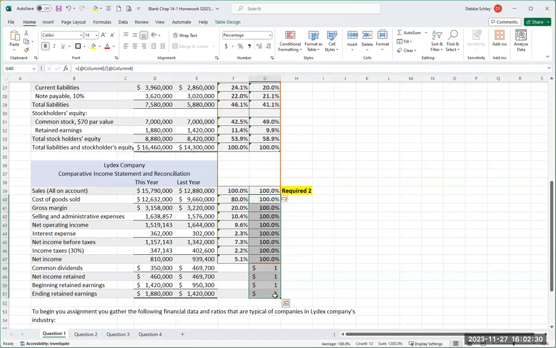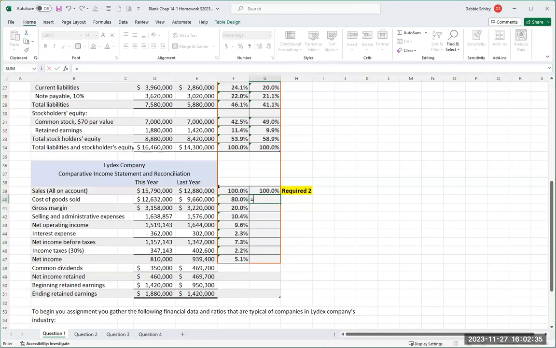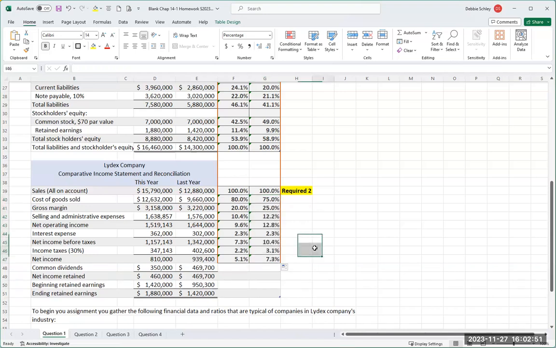What I wanted Excel to do. So the cost of goods sold divided by total sales for the last year. I'm going to anchor that. Okay. Drag that one down. Okay. So that is required too.